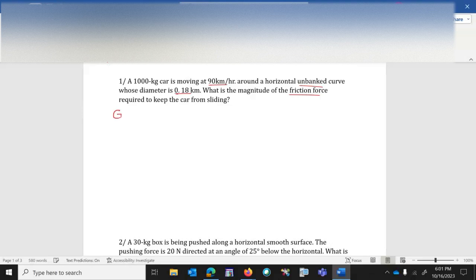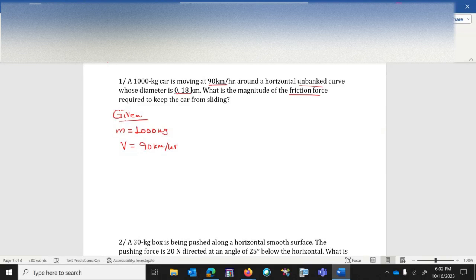So I can write the following. I have to know what my givens are first. My givens are the following. A 1000 kilogram car: this is the mass of the car, 1000 kilograms. And then it's moving at 90 kilometers per hour. 90 kilometers per hour is the velocity or the speed of the car. This is another important thing.